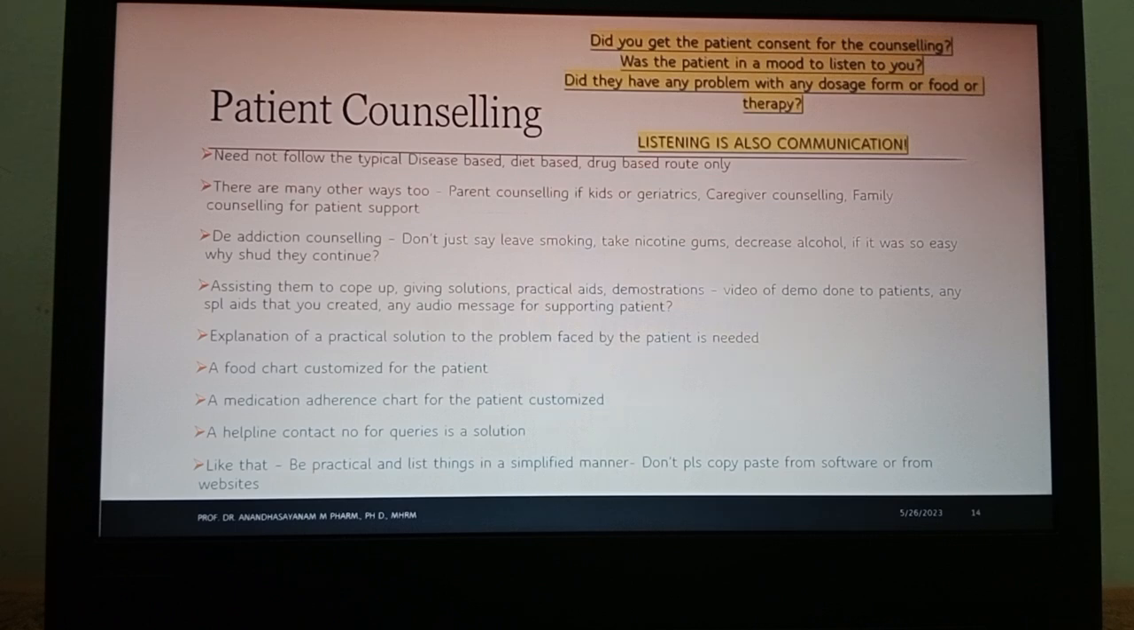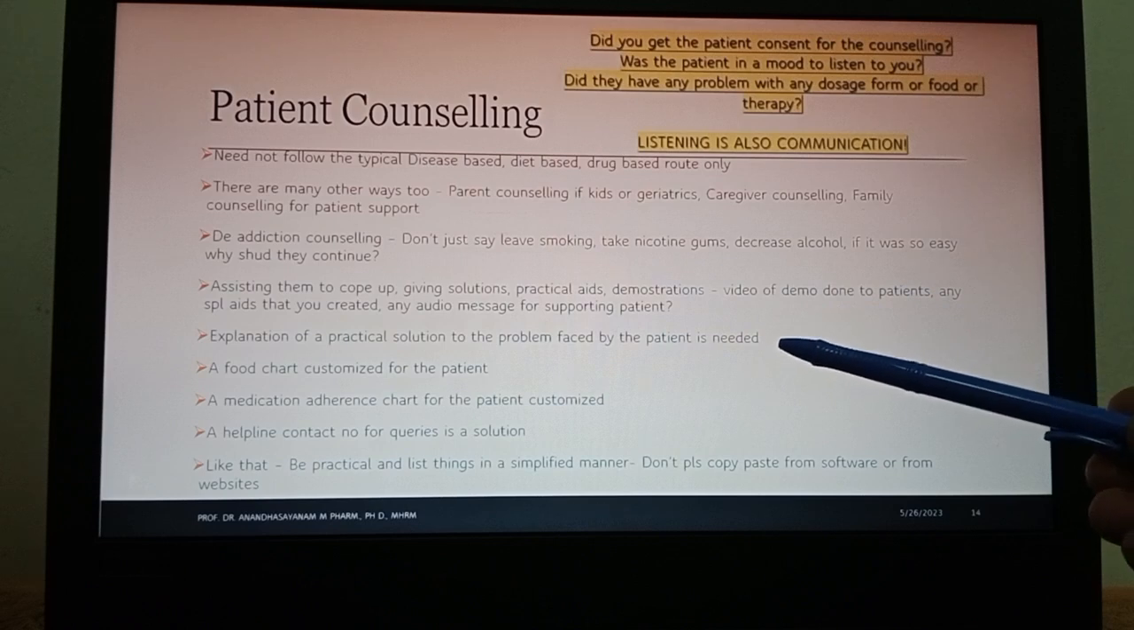Can't you make an inhaler usage video? Can't you make an insulin pen usage video? Can't you put it in the regional language and send it to your patients if required? Are you not supposed to do that? Are you here to help the patient come out of it by doing all those things? An audio message would be sufficient to support the patient or the caregiver, right? So an explanation of a practical solution to the problem faced by the patient is needed.